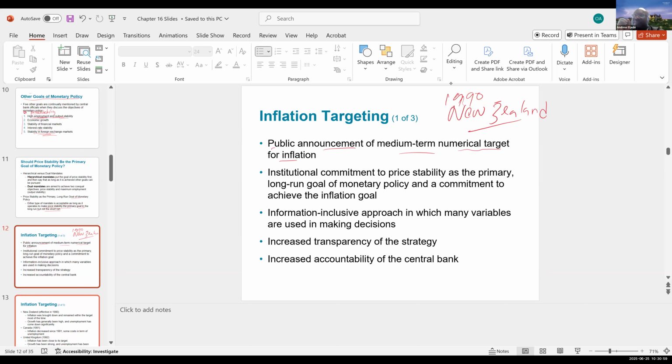Okay, but because they have committed to that numerical target, that means if they don't achieve that goal, they could be fired, because it's a rule-based monetary policy. So inflation targeting also involves institutional commitment to price stability. The central bank must commit to price stability as the primary, long-term goal of monetary policy, and a commitment to achieve the inflation goal. So it also involves what they call an information-inclusive approach, in which many variables are used in decision-making processes.